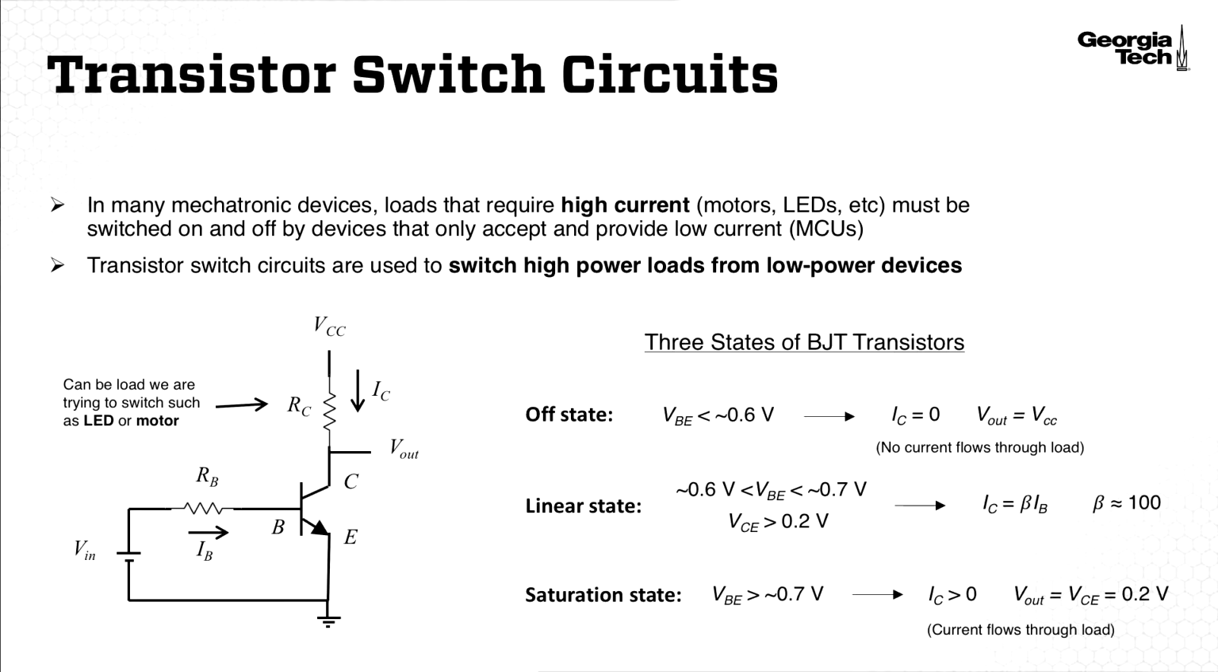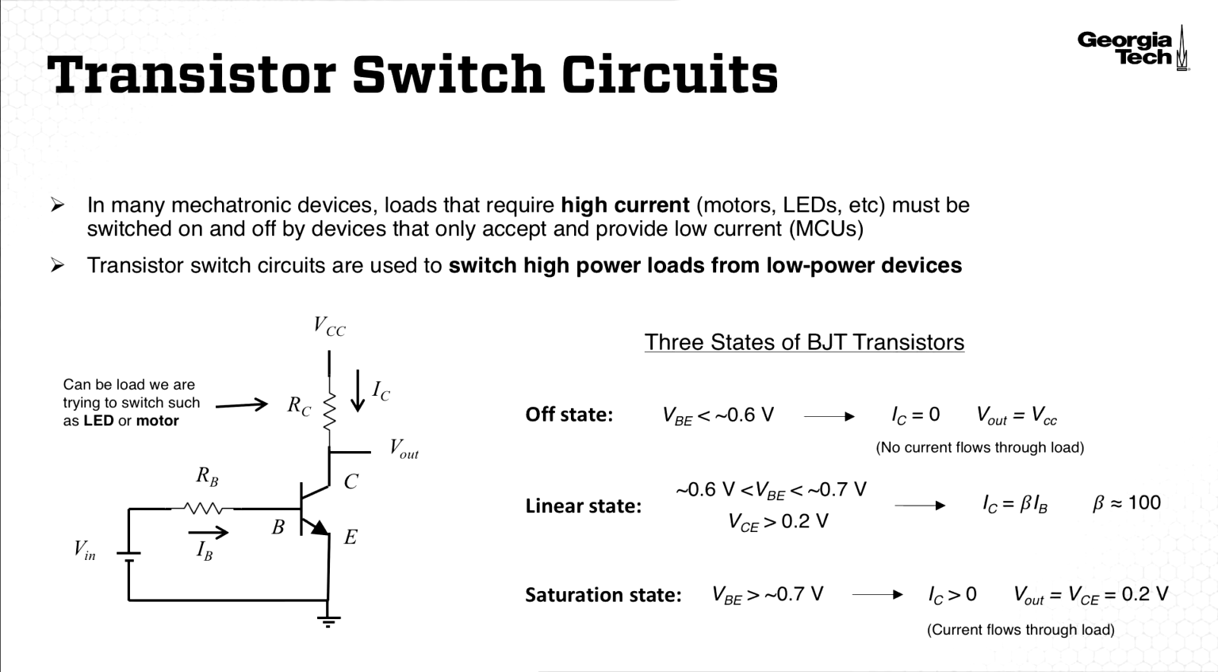Let's look at those three states we mentioned in detail. First, we have the off state. The off state occurs when the base emitter voltage is less than about 0.6 volts. In that case, there's no current that flows through the load. And if we take a measurement of the voltage drop between VCC and Vout, we will see that there's no voltage drop through the load resistor because no current's flowing, so Vout is equal to our supply voltage VCC.